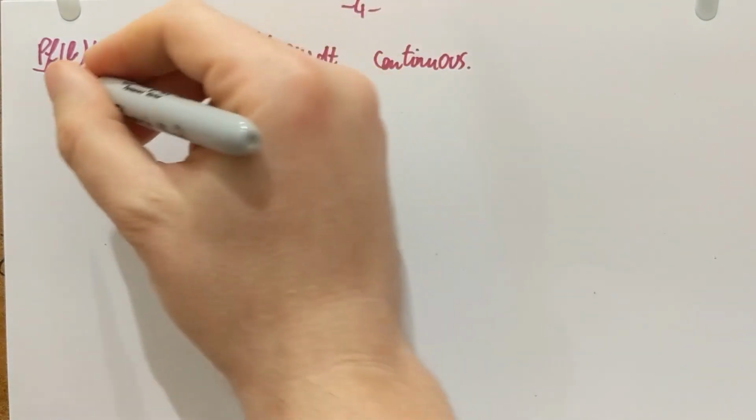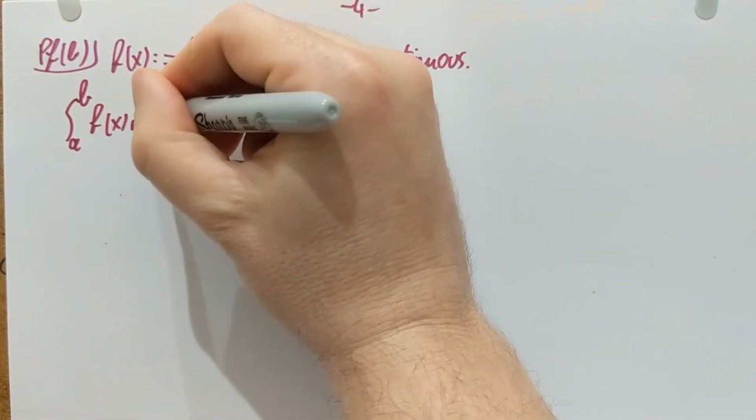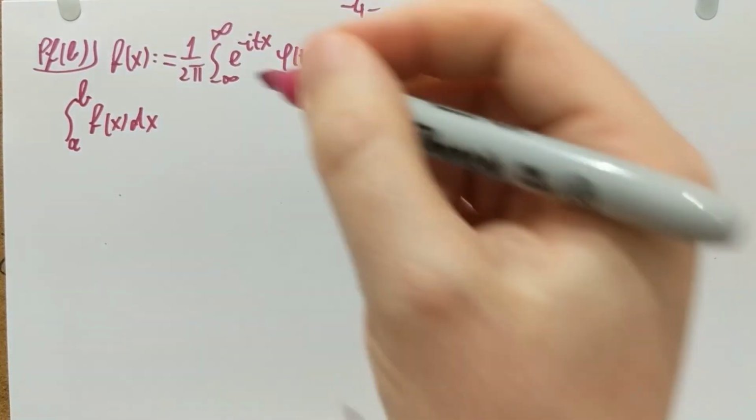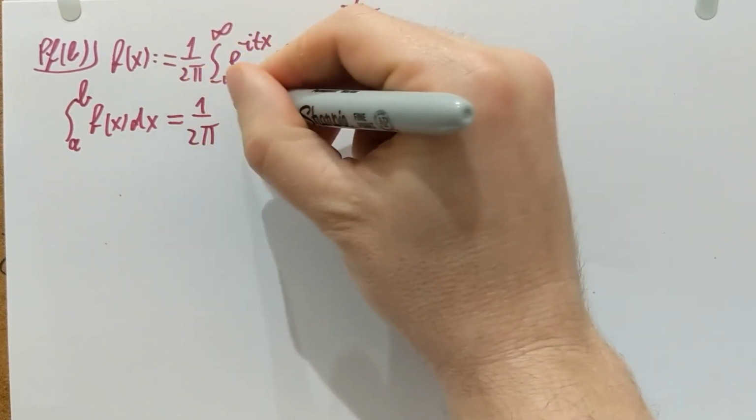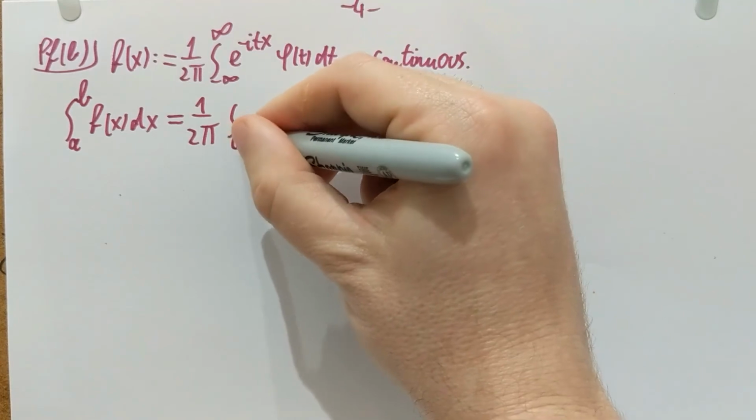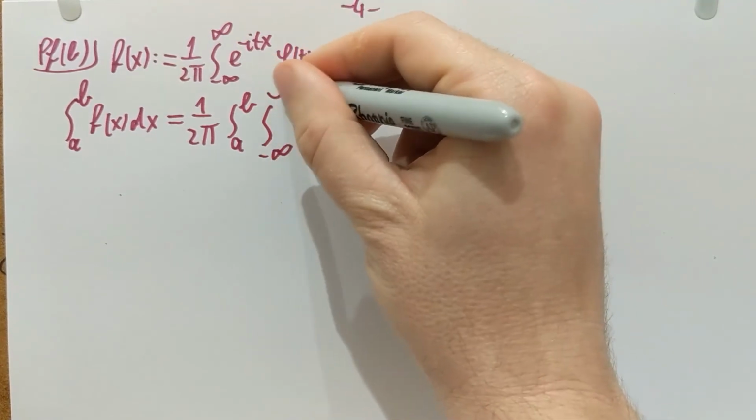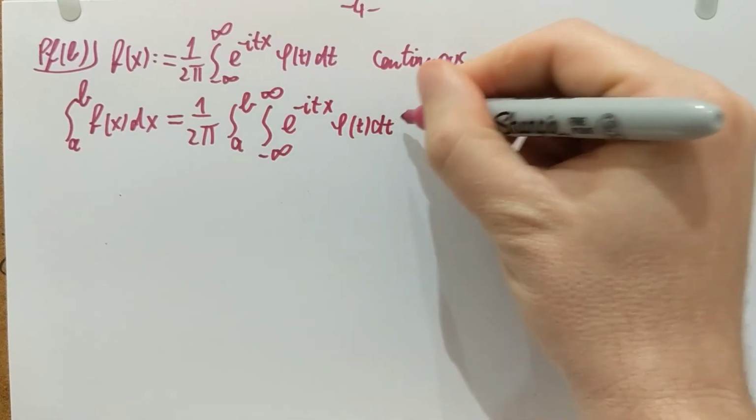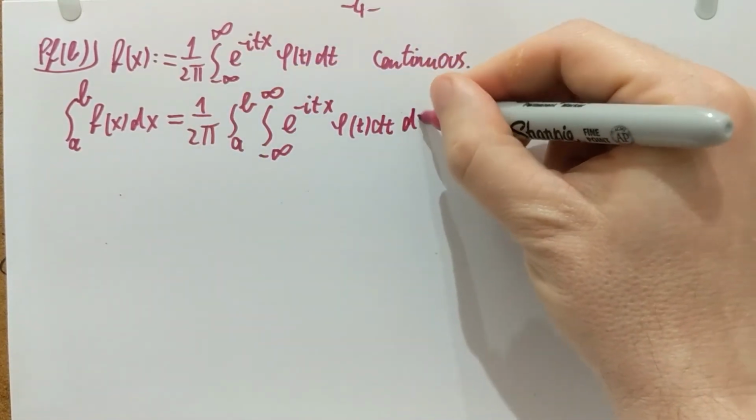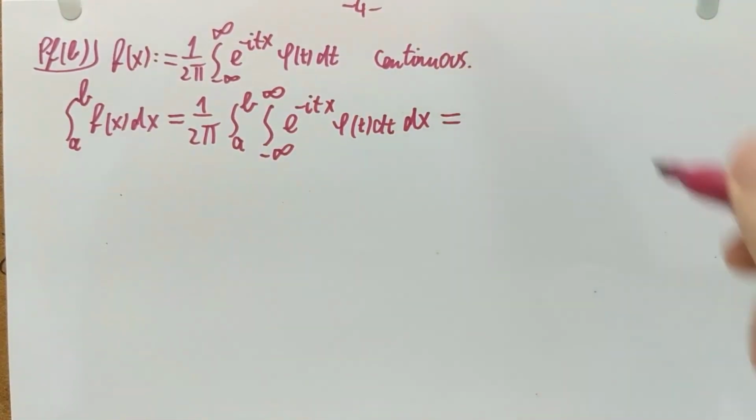What I'm doing is I'm going to look at the integral of this function here. I define this function, I don't know what it is, but I'm going to look at the integral of it. What is that? That's 1 over 2 pi, the integral from a to b of this function f, which is yet another integral, e to the minus itx phi of t dt. That was my function, and then I'm integrating it with respect to x from a to b.